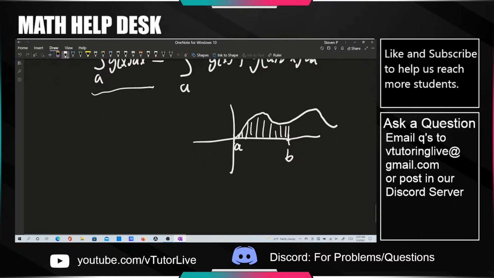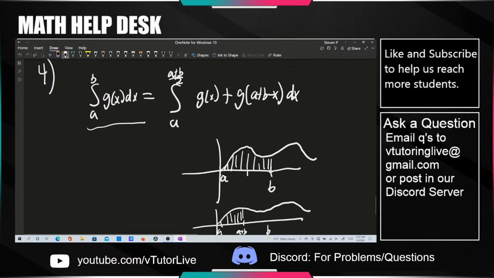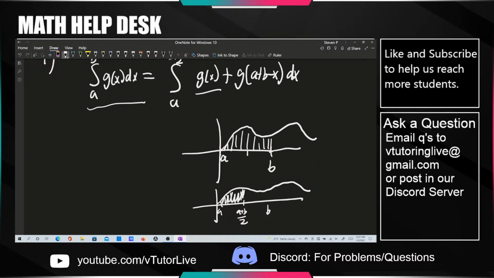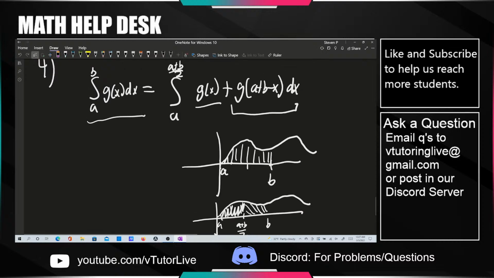But what you could do instead is break it up into two parts, at exactly the halfway point, which is a plus b over 2. So this is a, this is b, and this is the midway point, a plus b over 2. What this is sort of saying is that the integral of g of x from a to a plus b over 2 is this part right here that I've already shaded. And it's like saying, show that the rest of this stuff is equal to g of a plus b minus x from a to a plus b over 2.